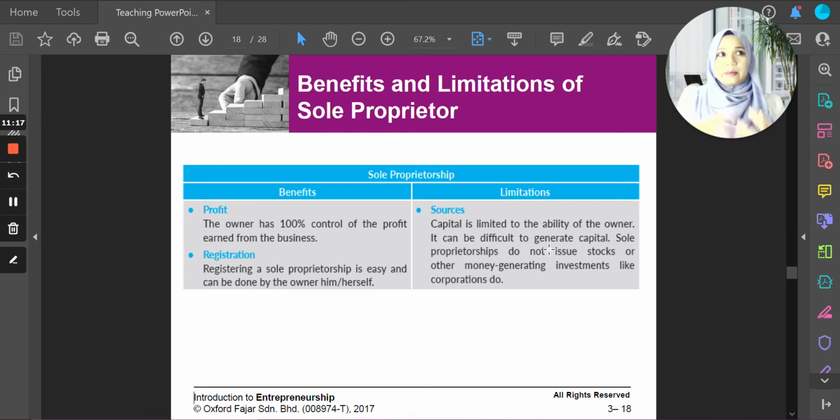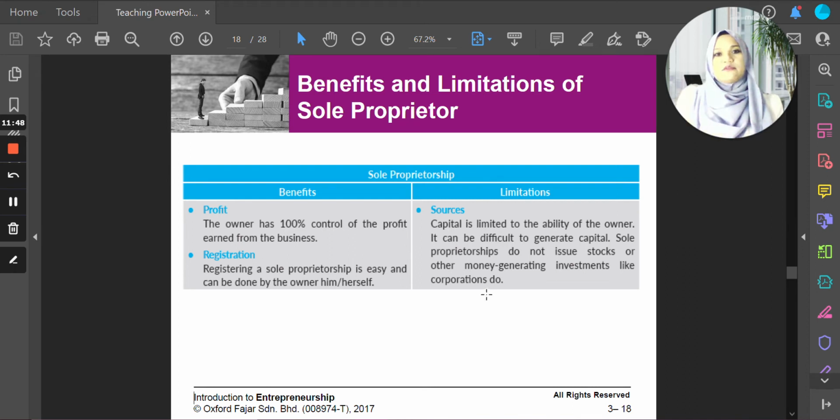The bank will want to make sure that when they give loans to a single person, that person should be able to repay all the loans, all right? So normally the bank will not have the confidence to give loans to the sole proprietor. And sole proprietors will not issue stocks or other money-guaranteeing investments like the corporation does. So you can't add more capital to your business.